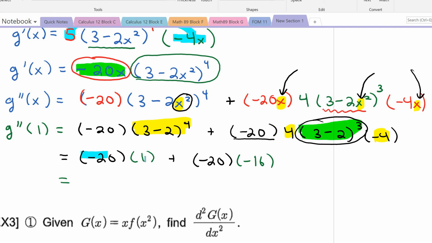All right, so let's go ahead and just finish off the calculations here. Negative 20 times 1 is negative 20 plus, and we have 2 negatives here, so that'll give you a positive answer here, so that'll be 320. And negative 20 plus 320 will be positive 300 as a final answer there. Okay, so move on to example number 3 now.